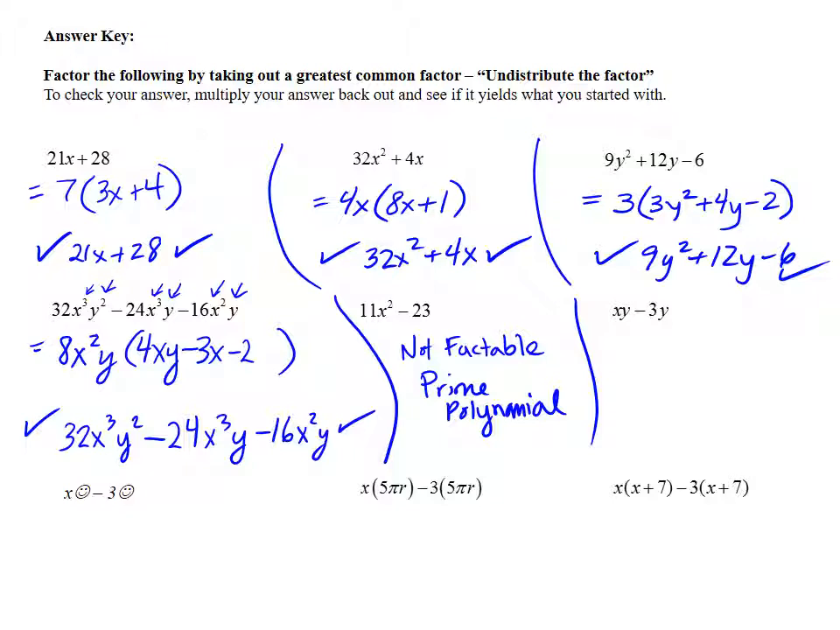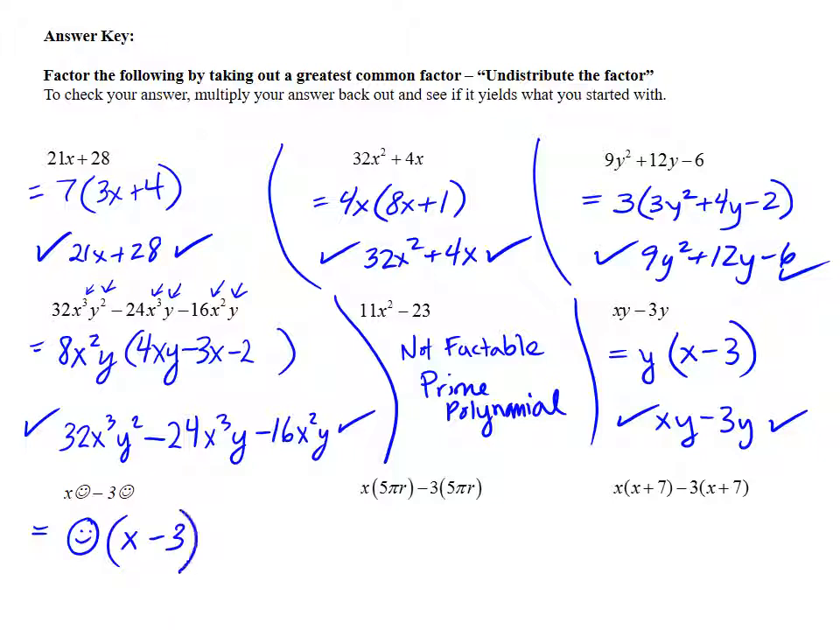In the next example, y is common to both terms, so we'll take it out. We're going to be left with x minus 3. So if you wanted to check that, y times x is xy, y times 3 is minus 3y. That's where we started. In the next one, I know it's kind of silly, but smiley face is common, and when you take it out, you get x minus 3. Again, you could multiply that through. X times smiley face, minus 3 times smiley face. And that's where we started. Oh, my smiley face doesn't look like a smiley face. There we go.